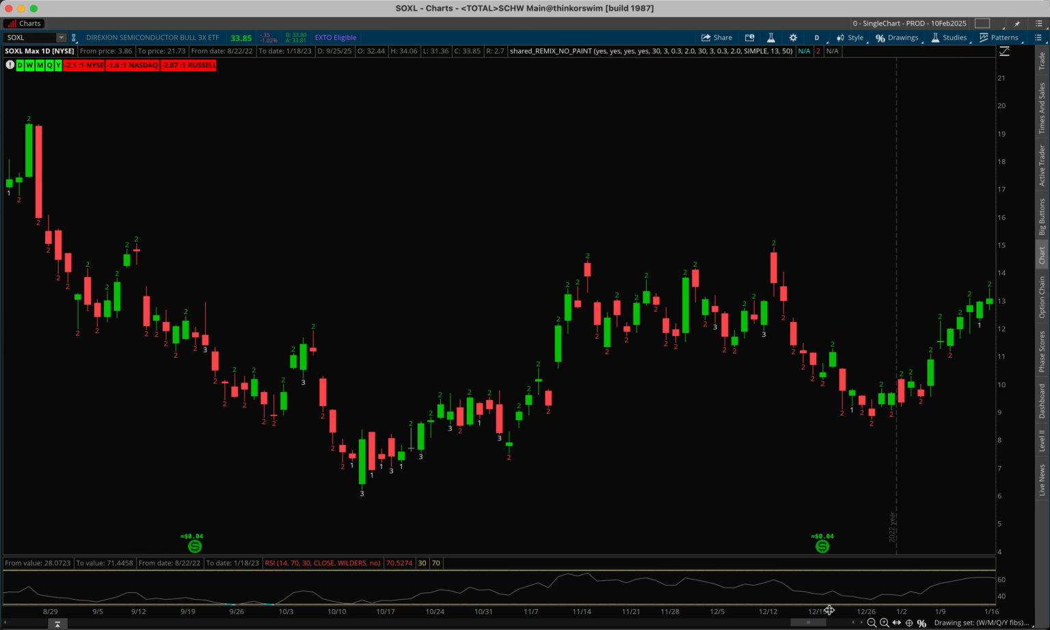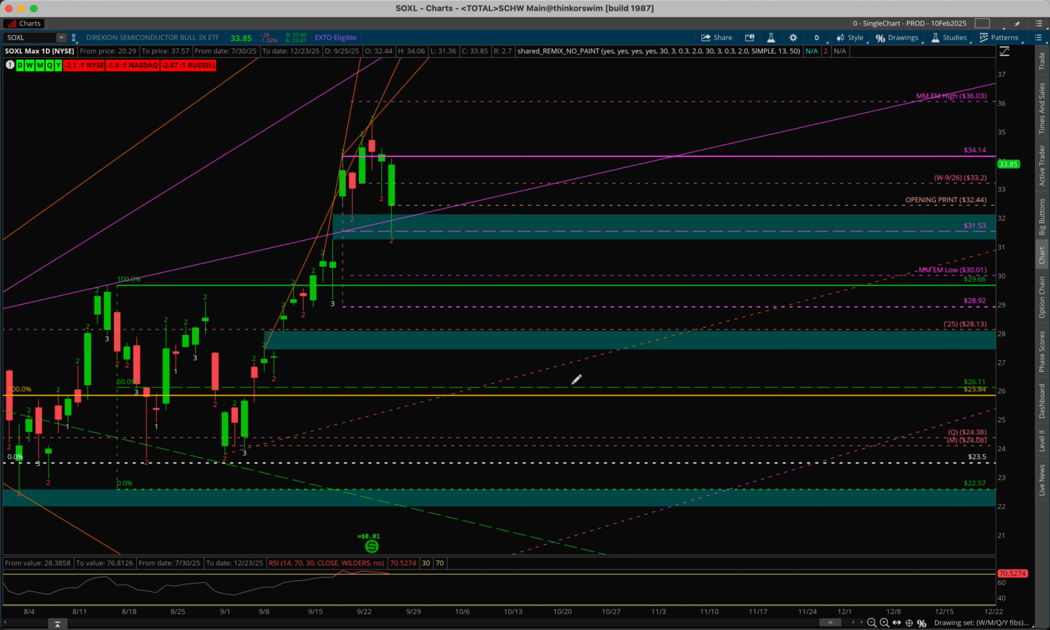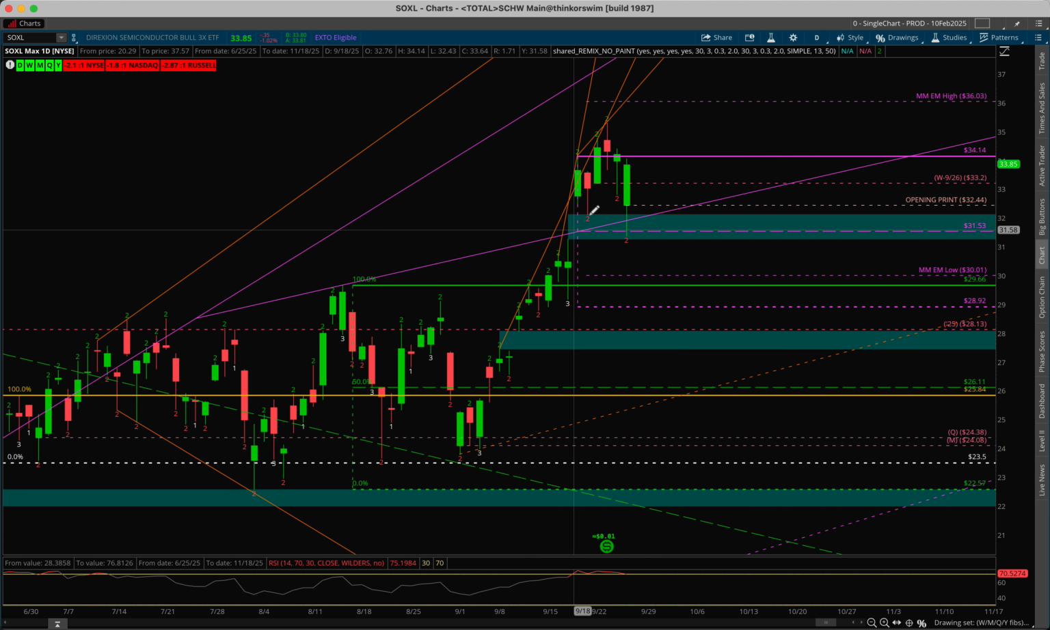So again, yesterday we were talking about how although we did get a green hammer, it didn't necessarily mean that we were going to get a move to the upside today. And that was present here. We got another failed 2 down. Not so much a hammer, a bigger body on this, but still a lower wick, and it was green. So we closed above where we opened.